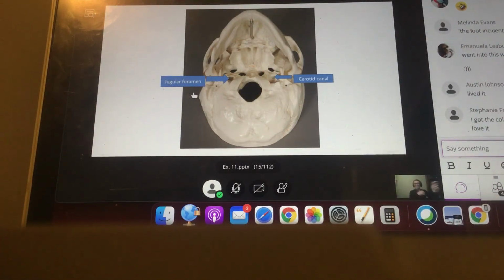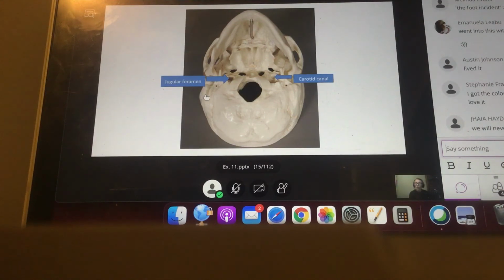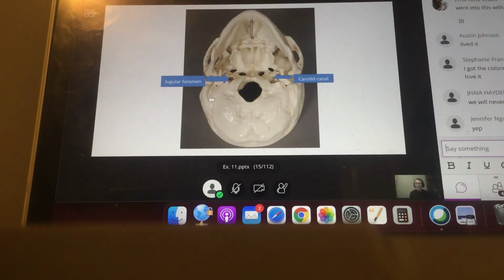Oh, great. The coloring atlas for this, there's a coloring atlas for bone markings? For bone markings? Or just the bones?